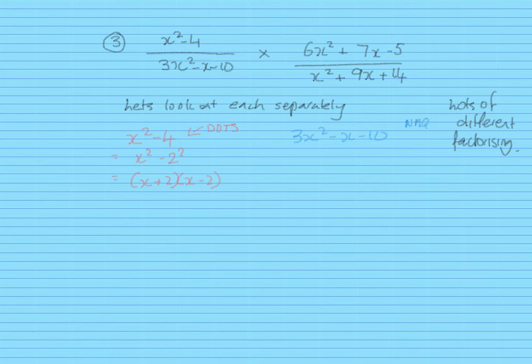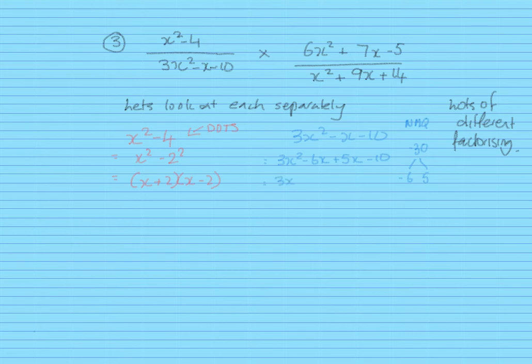Right, so NMQ is a non-monic quadratic, and I've got my minus 30, and I need the factors of minus 30 that are going to add to minus 1. So I'm thinking 6 and 5, and the 6 needs to be negative and the 5 needs to be positive. And what I do now is I break up that minus 1x into minus 6x plus 5x.